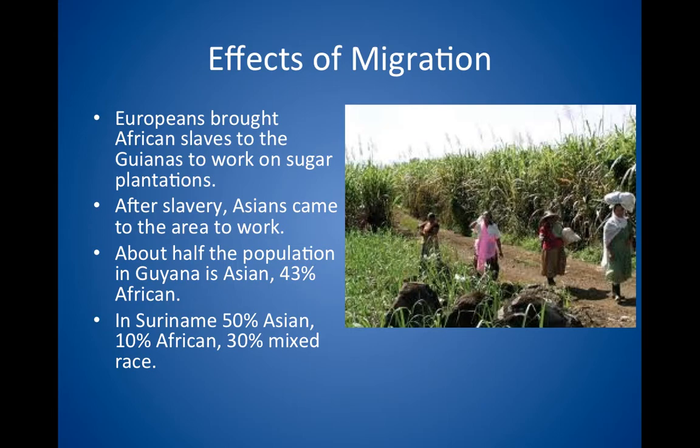People of Asian descent make up about half the population, many speaking languages of India. Another 43% are of African ancestry. Suriname's population has a lot greater variety. Just over 50% are descendants from the Asian workers who came in the 1800s, but only about 10% are of African descent. About 30% are mixed race, people of mixed African and other ancestries. Now, most of the rest are indigenous peoples.